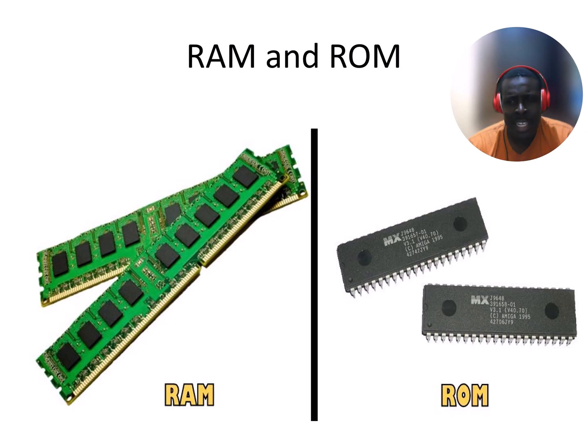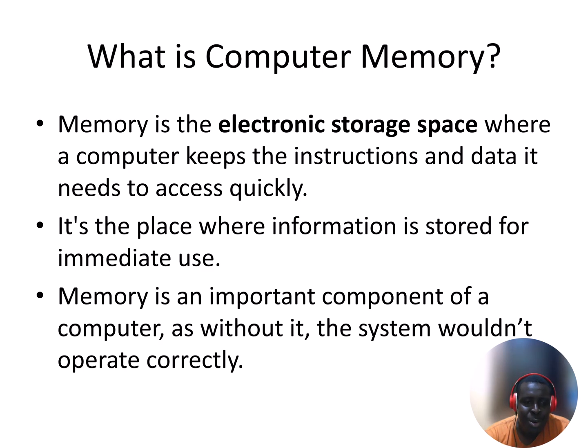So before we start, let us look at what a computer memory is. They're saying that a memory is the electronic storage space where a computer keeps the instructions and data it needs to access quickly. So it's more like a storage space where things are kept for you to easily access when you need them.